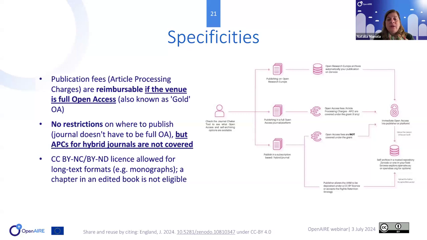Why is this? Because the Commission, as a front runner in open science with this mandate, is trying very hard to put some order into the publishing business. CC BY, NC and ND: NC is non-commercial, and ND, I'm not sure what it is. Licenses are allowed for long text formats like monographs; a chapter in an edited book is not eligible for this cost. So those are the specificities.